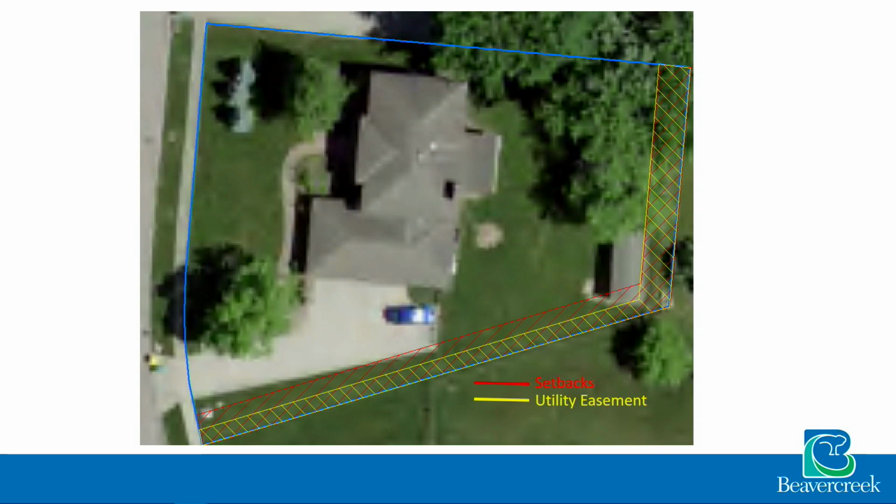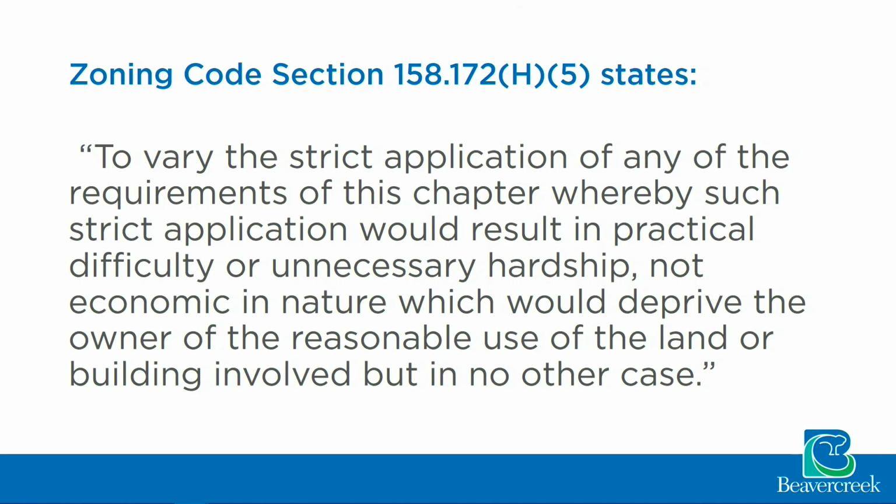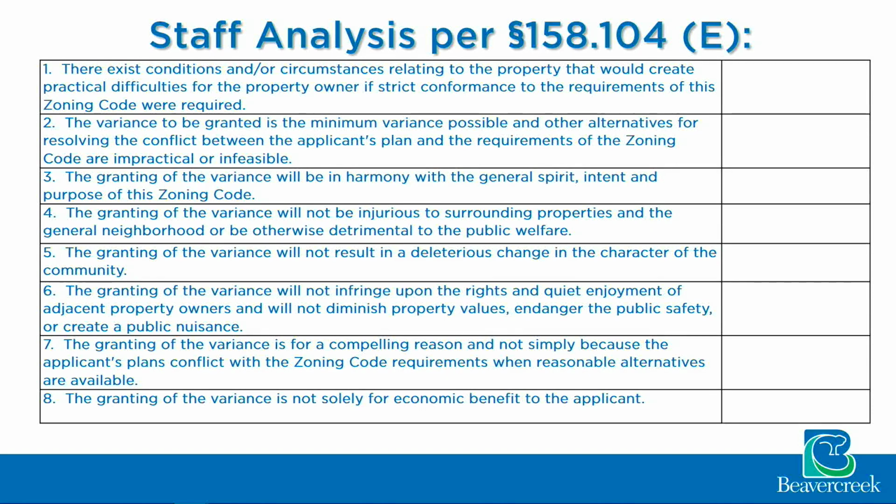And then on the southern side, there's actually a 5-foot utility easement, and the applicant is just outside of that utility easement by half a foot. So basically, in looking at our criteria, staff has determined that there's nothing unique about the property that is creating a practical difficulty that would prevent the applicant from building a compliant shed.